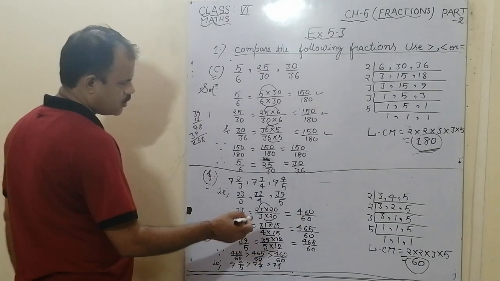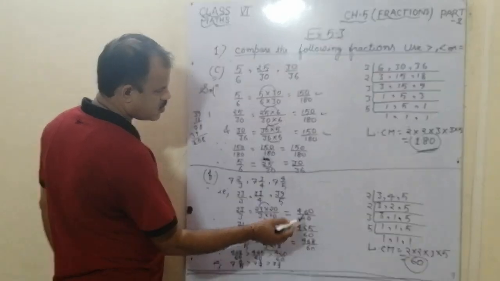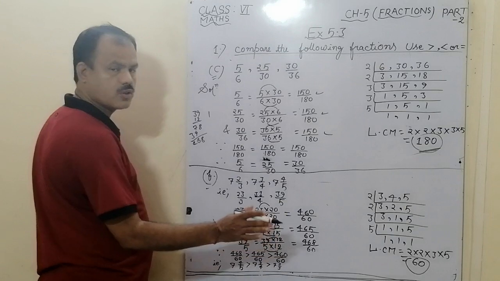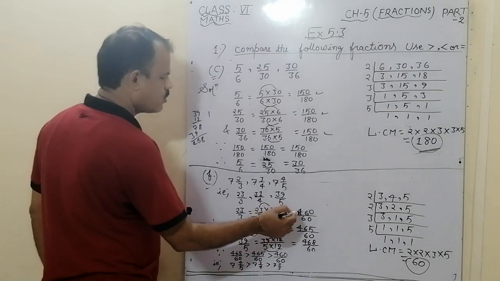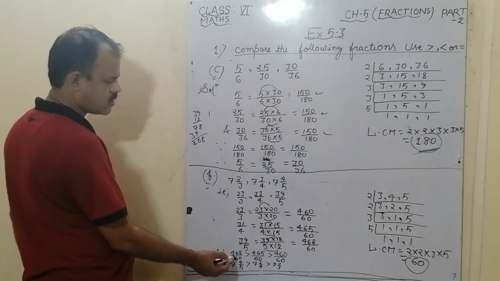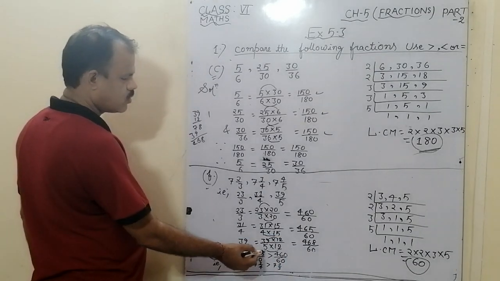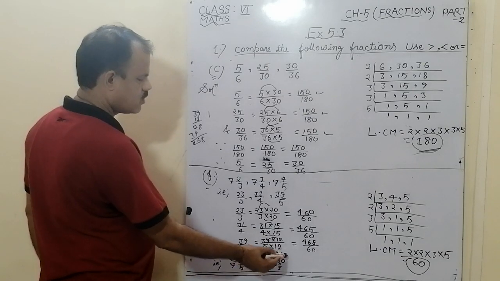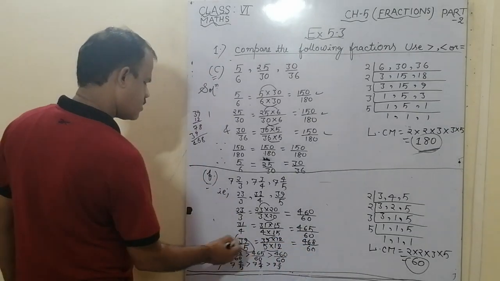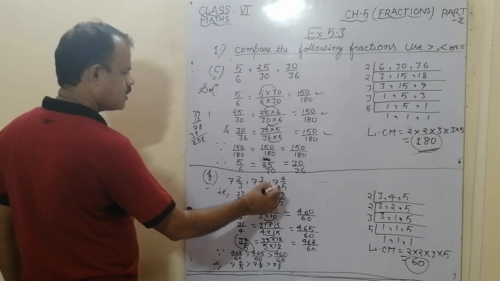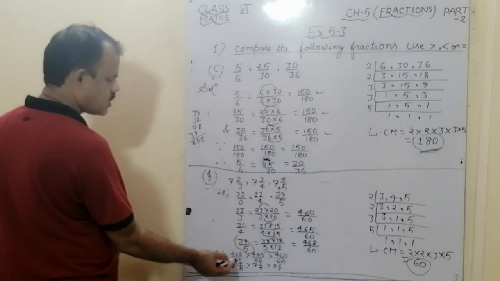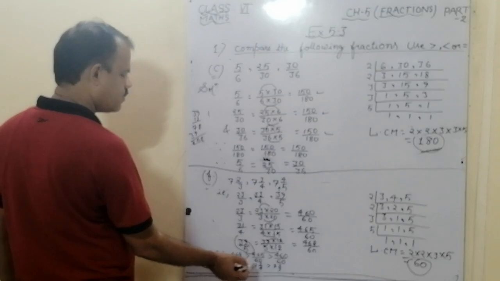So here you see numerator 460. Here all denominators are equal, 60, 60, 60. So we have to look at the numerator. The numerators are 460, 465, 468. So we write here 468 by 60 greater than 465 by 60 greater than 460 by 60. So first 468 by 60, it is 39 by 5, and 39 by 5 represents 7 whole 4 by 5. So in place of 468 by 60 we write 7 whole 4 by 5.